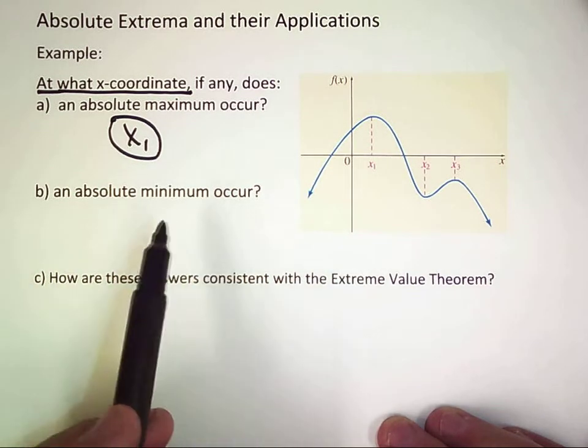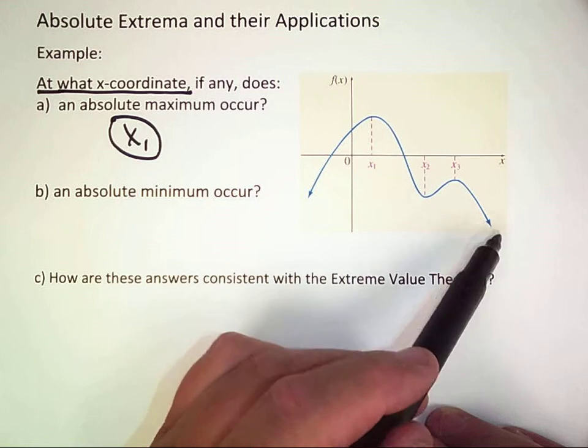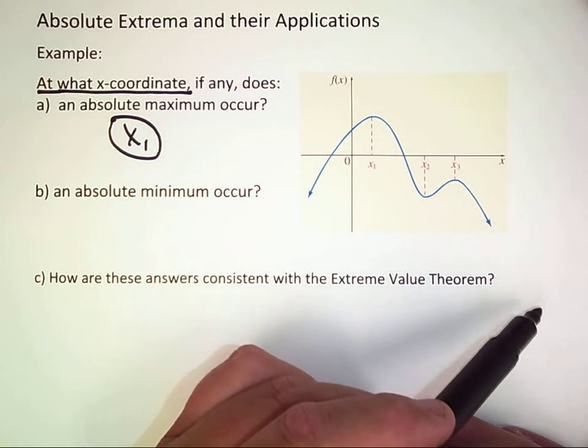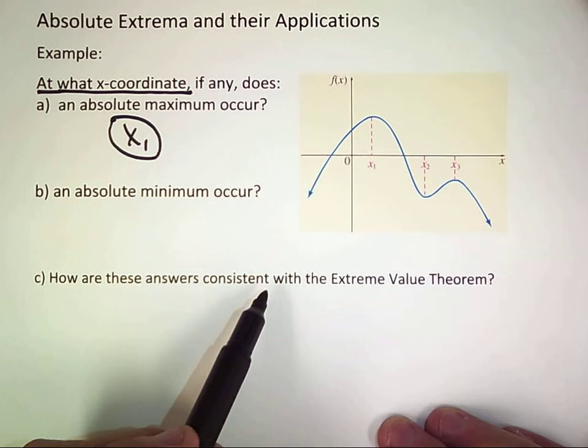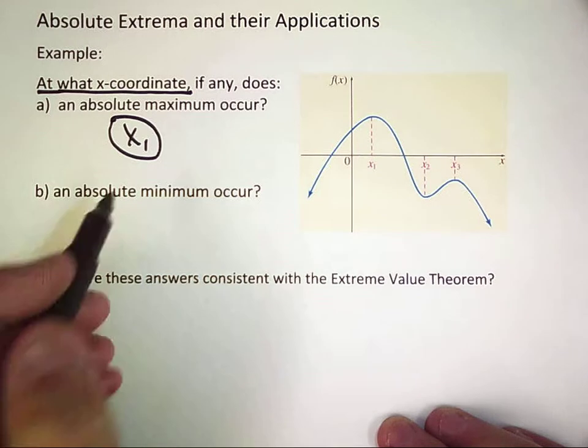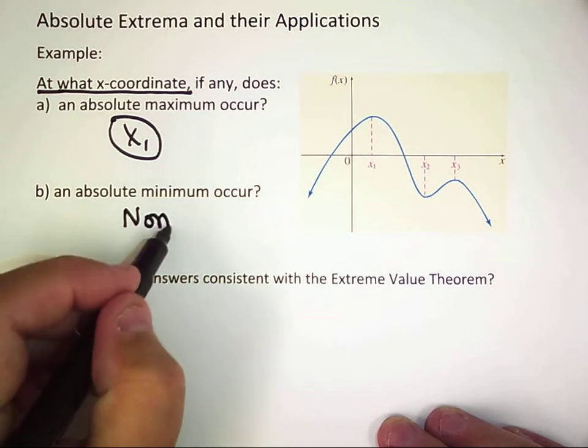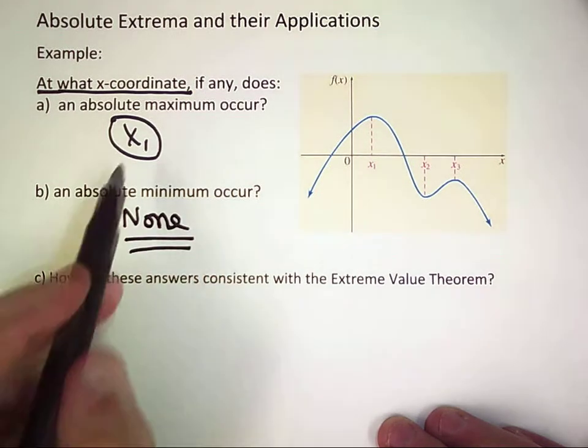Same with absolute minimum, except this arrow indicates that the curve keeps decreasing. In fact, here and here. So there is no absolute maximum. Excuse me, no absolute minimum. There is a maximum. It occurs at x sub 1.